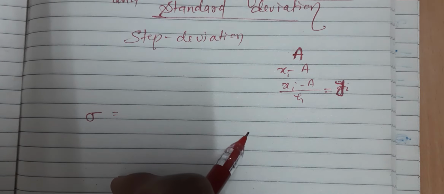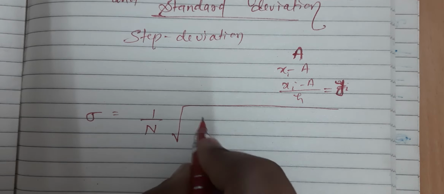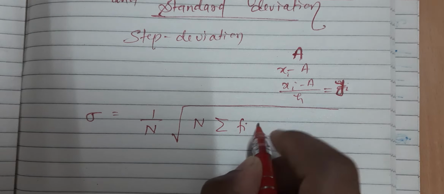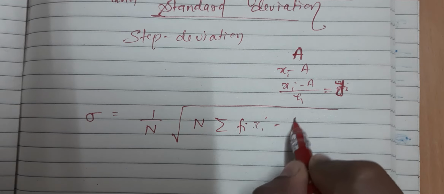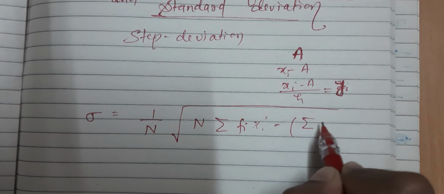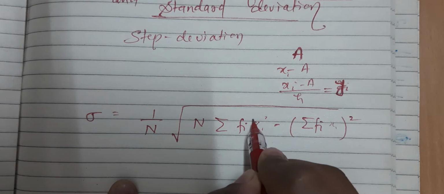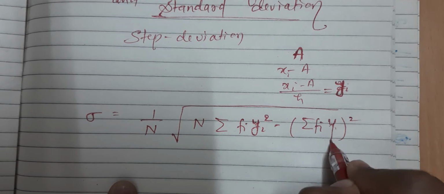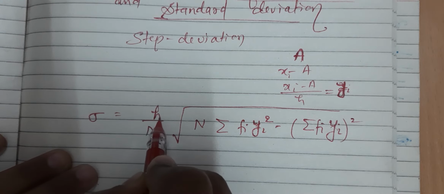First I am writing the previous formula. The previous formula is 1 by n within square root n sigma fi xi square, and sigma fi xi the whole square. Now we have to make two changes only. At the place of xi we will write yi square, and here at the place of xi we will write yi. The first change. And the second change, instead of 1 by n we will write h by n.